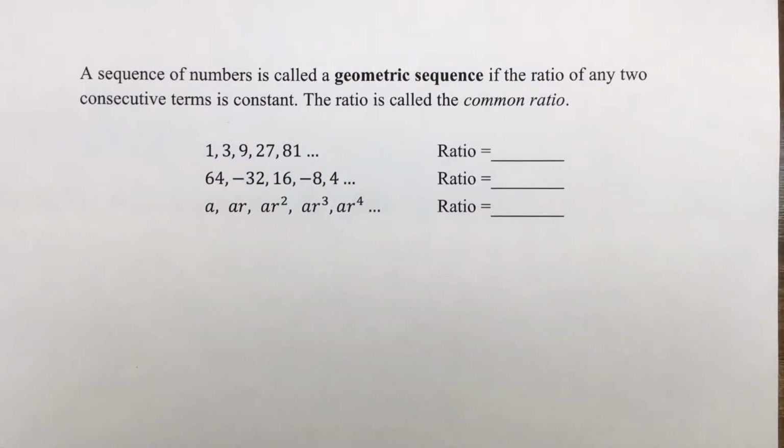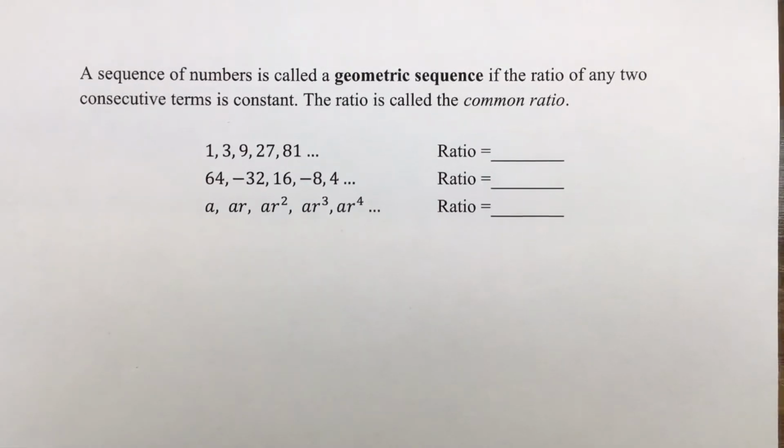The second type of sequence that we're going to look at in this video is called a geometric sequence. And again, from the very beginning, I want you to understand that arithmetic and geometric sequences are not the only types of sequences that we have. There are all kinds of them that are out there. We're just looking at two very particular types in this video.